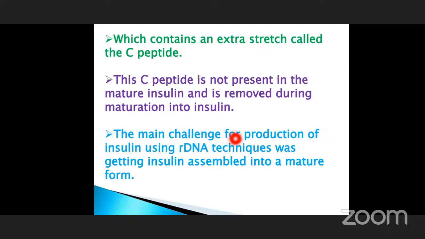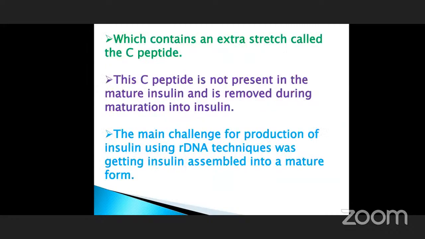The main challenge for the production of insulin using rDNA technique was getting insulin assembled into a mature form. Listen carefully, with the help of rDNA technology, insulin is artificially synthesized within the laboratory with the help of E. coli bacterium. In this E. coli bacterium, those chain A, chain B are inserted and disulfide bridges are formed between chain A and chain B, and proinsulin is formed. From that proinsulin, C-peptide is removed and that proinsulin is finally converted into insulin. But it is a very risky process. Finally we got the matured form of insulin for usage by human beings.